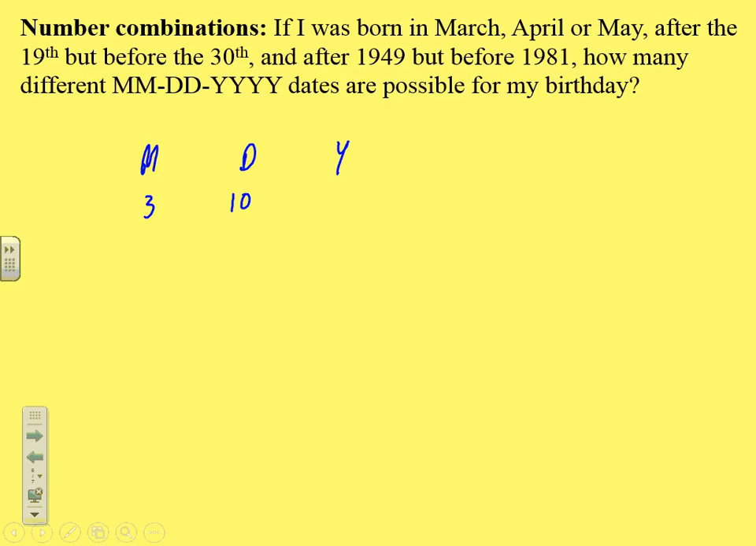If we're being born after 1949 and before 1981, then that tells me that there are going to be 31 years. So the fundamental principle of counting says we're going to take each of these possibilities and multiply them together, and in this case we would have a total of 930 possible combinations of dates.